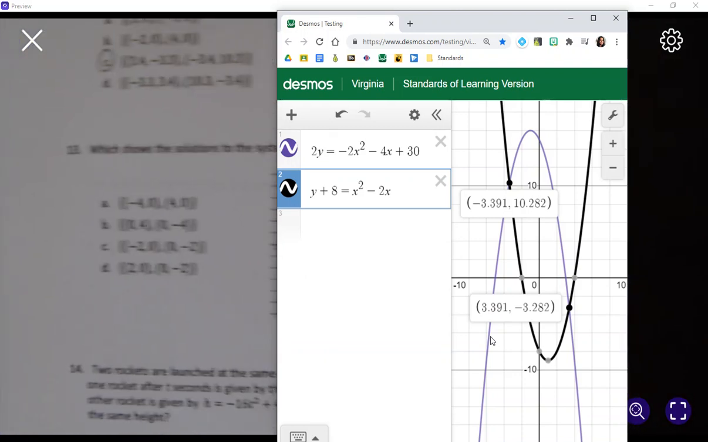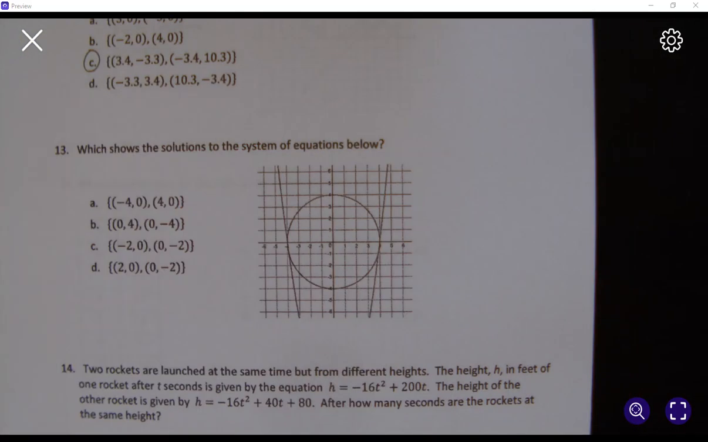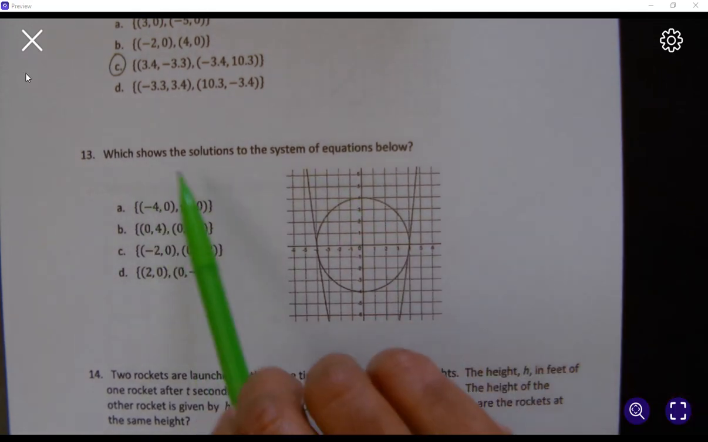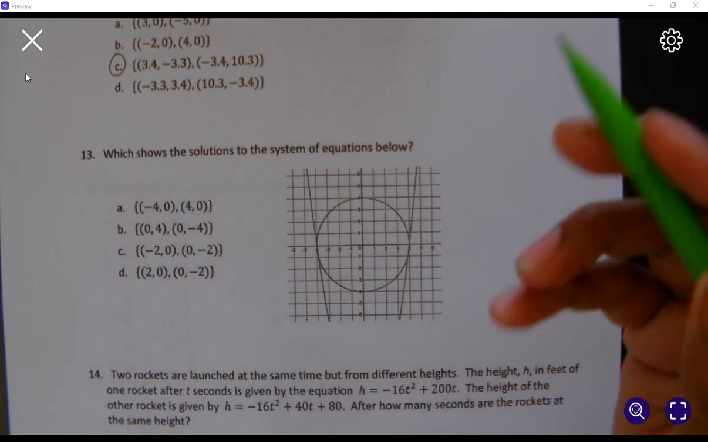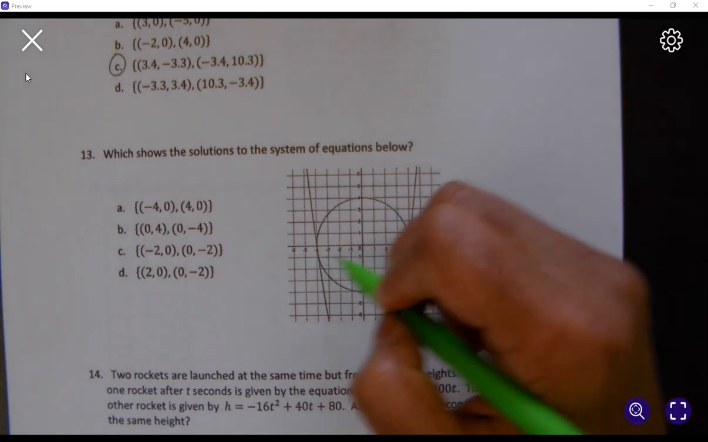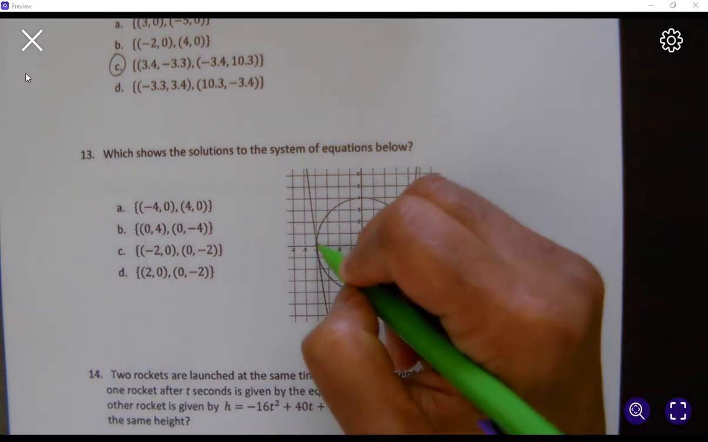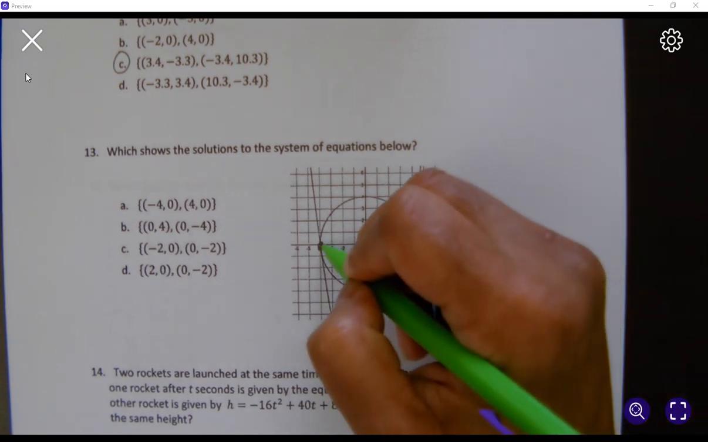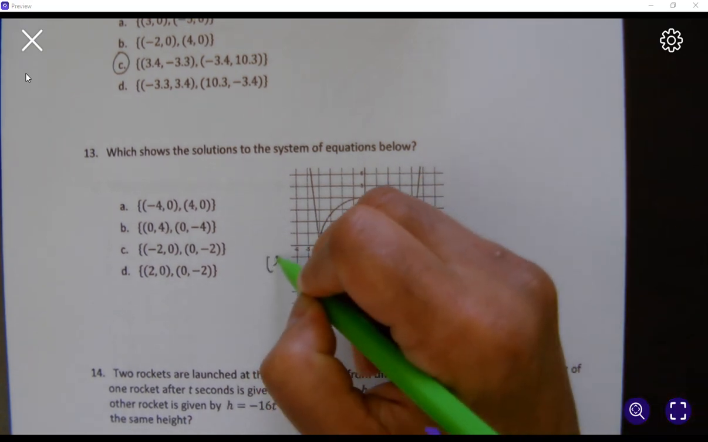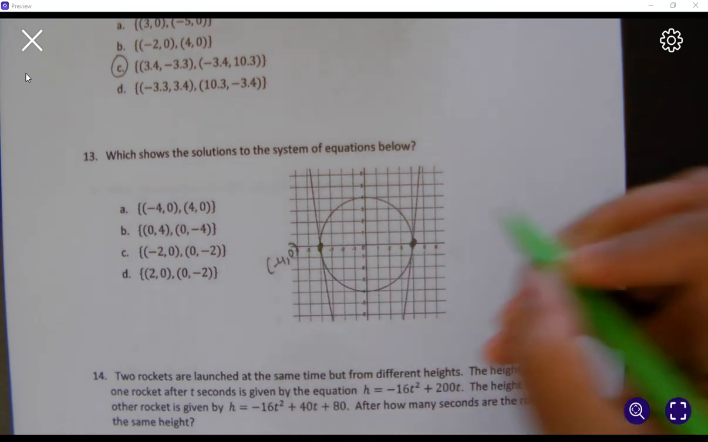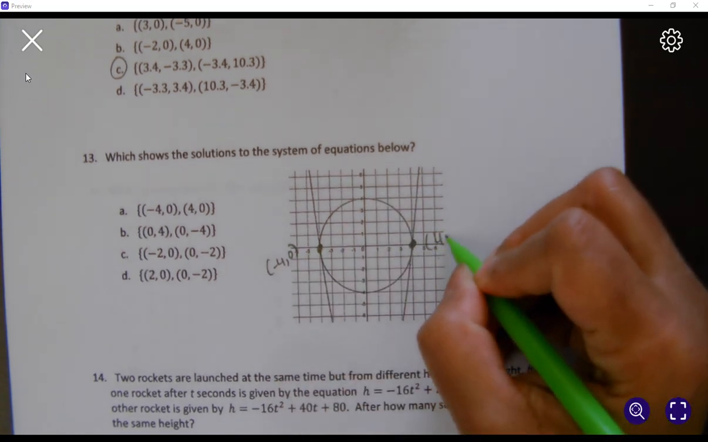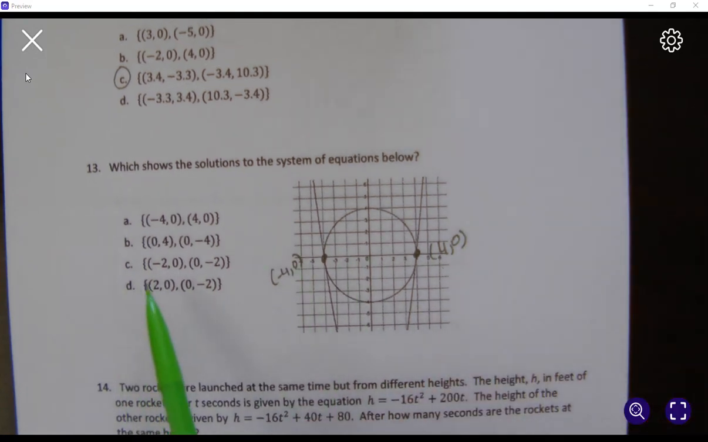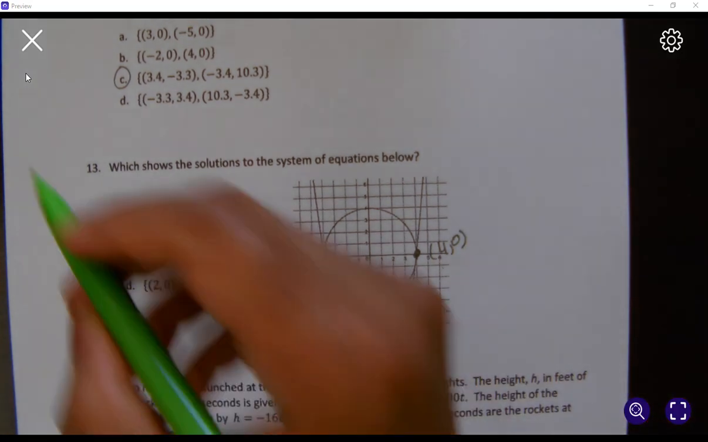Okay, and then for number 3, it says here, which is, since there's a graph, I don't need to graph it, which shows the solutions to a system of equations below. So remember that it's where these two graphs touch each other. So right here, here's one, and then here's the other one. So here my x-coordinate is negative 4, and my y-coordinate is 0. Here my x-coordinate is positive 4, and my y-coordinate is 0. So negative 4, 0, and positive 4, 0.